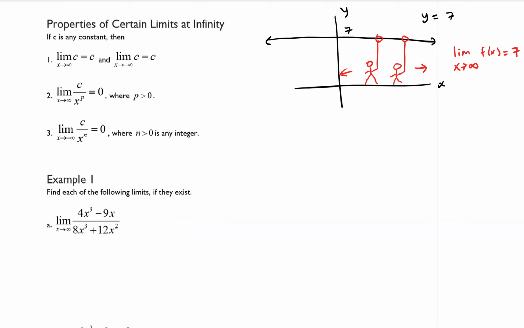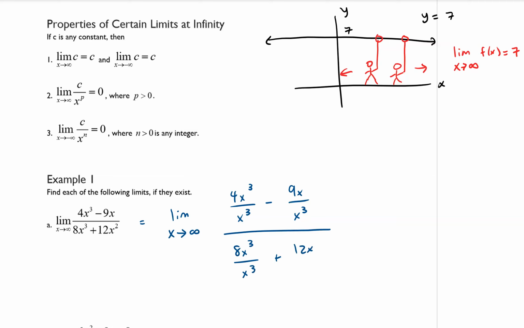So basically what I want to do is divide every term by x cubed. So this is going to equal the limit as x approaches infinity of 4x cubed divided by x cubed minus 9x over x cubed, all over 8x cubed over x cubed plus 12x squared over x cubed.